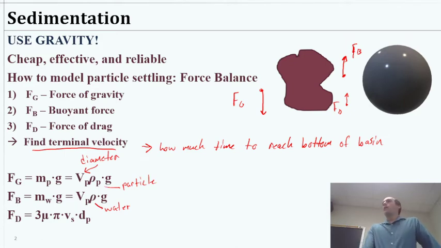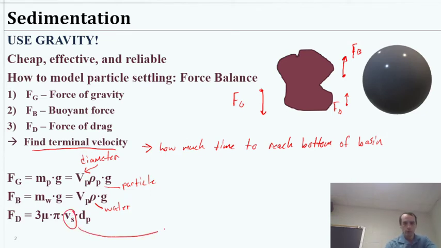Okay, then the last thing is the drag force, and that's going to be essentially a relationship with the surface area in contact as it's going by. So it's also a function of how viscous the water is. So mu here is the dynamic viscosity. So we have 3 mu pi times the speed at which it's traveling. So just like skydiving, you'll reach a terminal velocity. This is actually that terminal velocity that we're looking for.